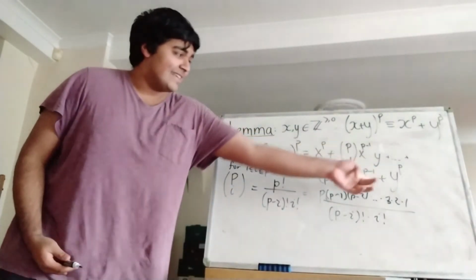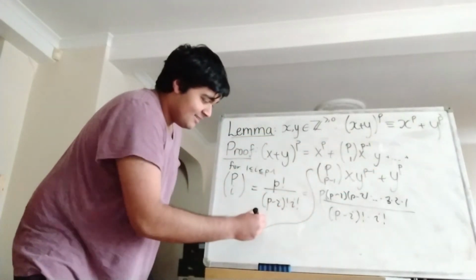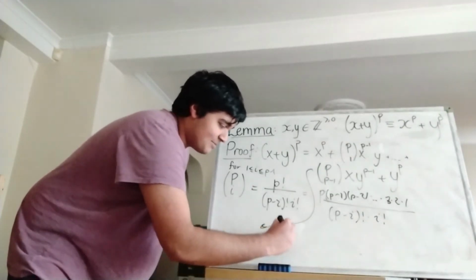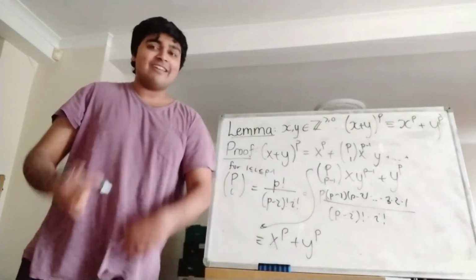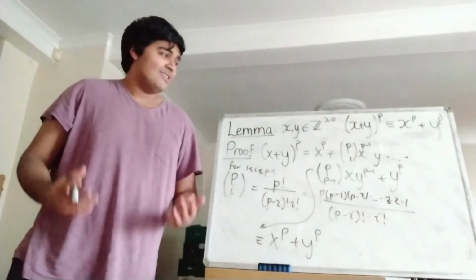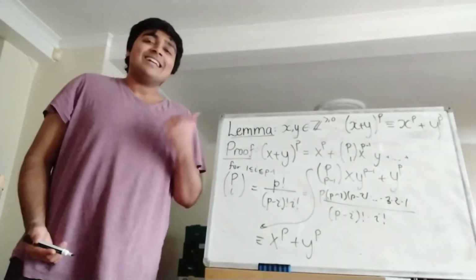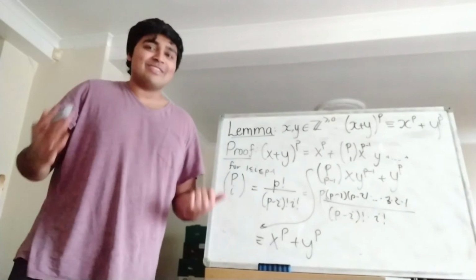So this thing here is just going to be congruent to x to the p plus y to the p mod p, because as I say, the middle terms there are multiples of p. Okay, and that proves our lemma. Now let's get on to proving Fermat's little theorem.